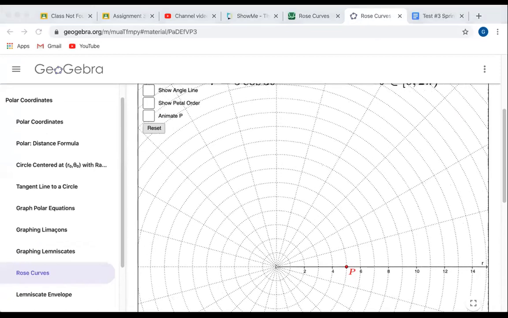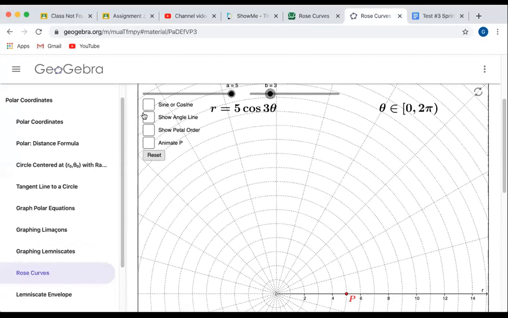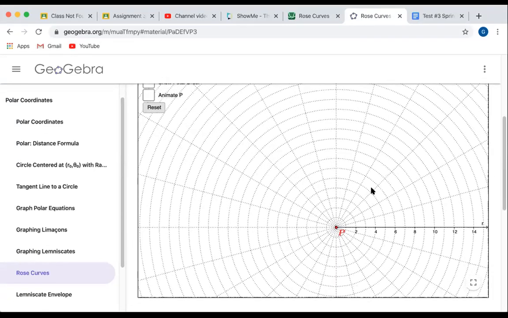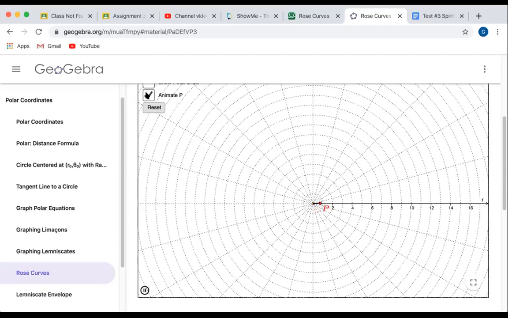Okay, here we go, let me swing this up. So this is sine, cosine 3 theta. The reason there's only 3 petals instead of the 6 you might expect is that when I animate, you'll see petal number 1, petal number 2, petal number 3, petal number 4 is on top of 1, 5 is on top of that one, and so on.